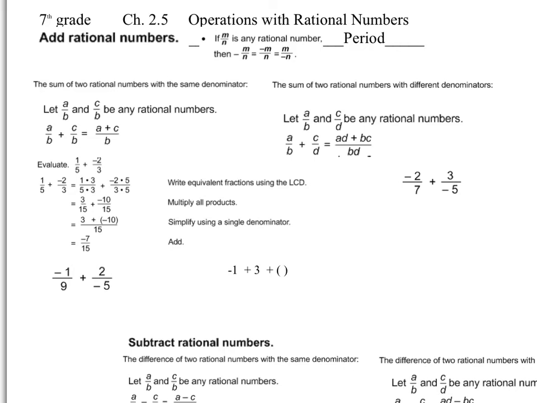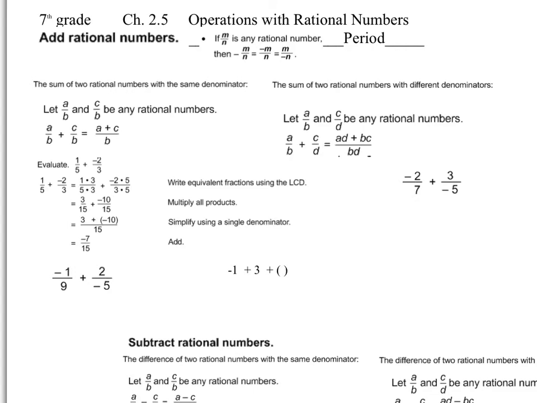Okay, so today we're going to go on to Chapter 2, Section 5, Operations with Rational Numbers, and we're going to add. It doesn't matter if you look up here, it says if m over n is any rational number, then negative m over n. It doesn't matter if the negative appears in the numerator or in the denominator. The whole fraction is negative.